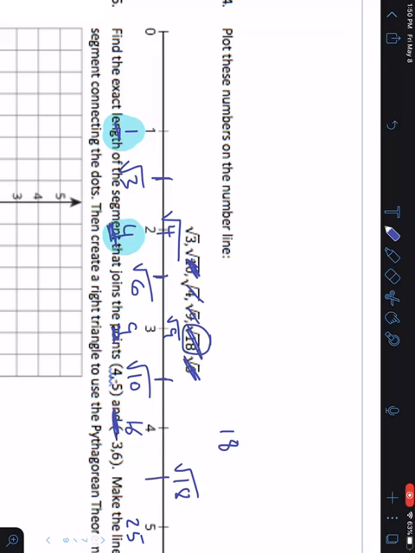Root 3 goes, and let me erase all this other stuff so you can see your answers a little more clearly. Oh, no, I just erased root 10. Oh, why did I do that? Mr. Whale, what's your deal? All right, what was it? Root 10? Yeah, goes right here.